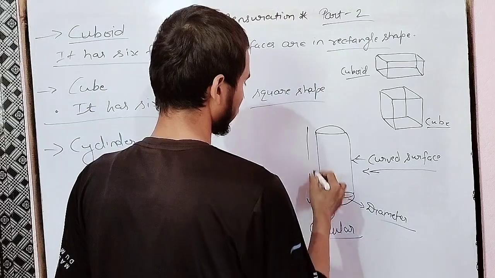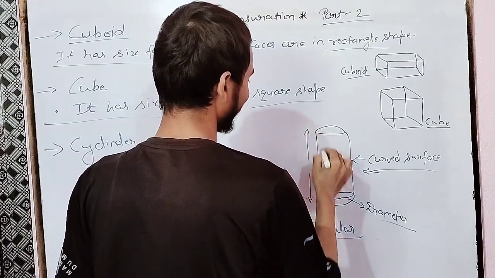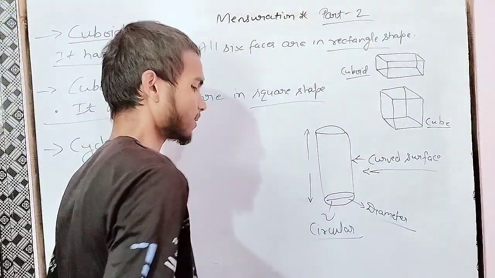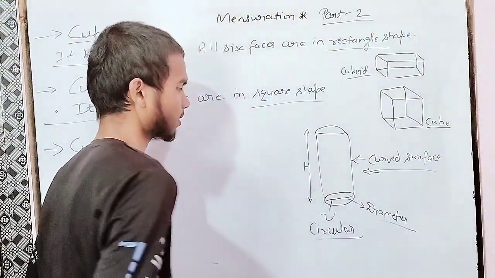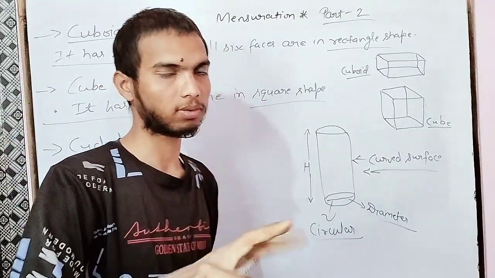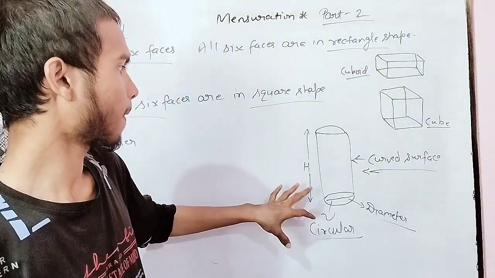Remember, from here to here is the height. Here you can observe that there are two circular shapes.